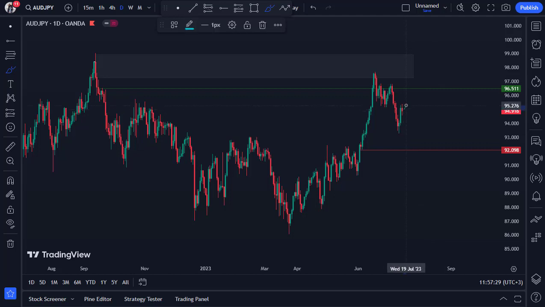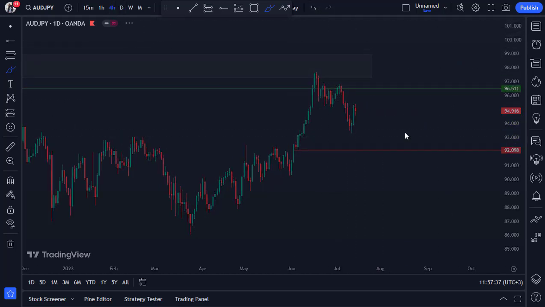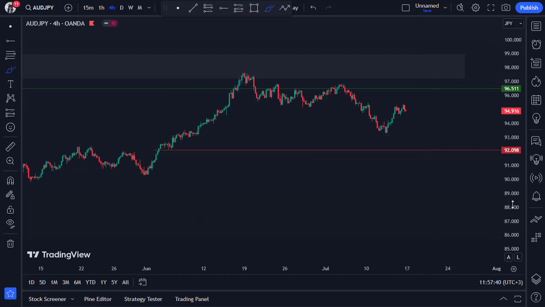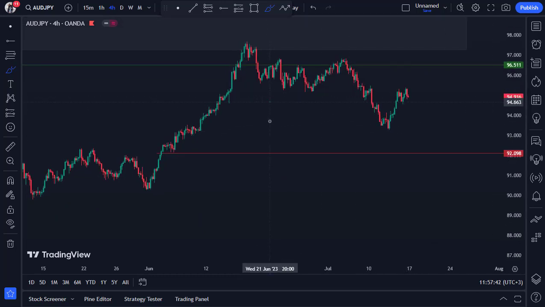If it comes back as a pullback, as a correction, then we might get another push to the upside. Now looking at it at the top, let's go to a lower time frame. Let me get rid of this line.